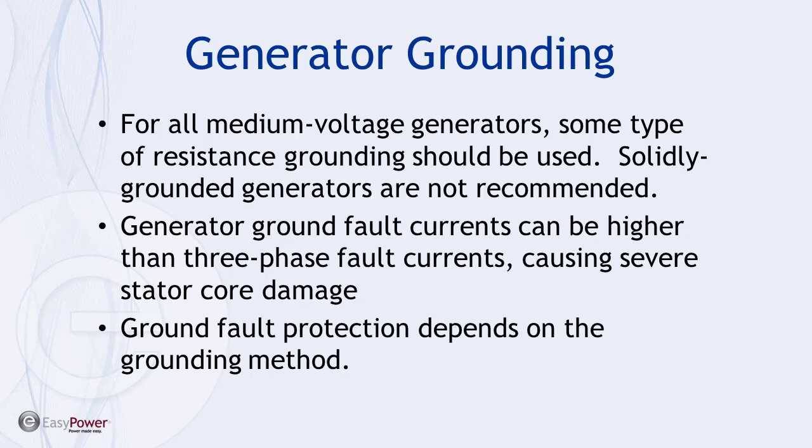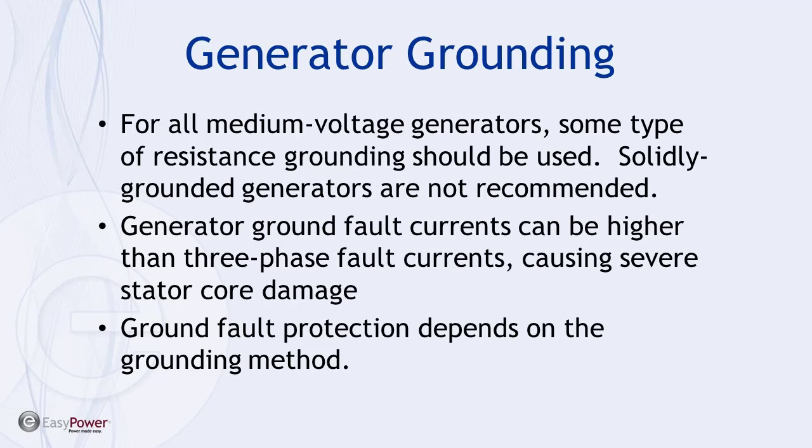Also, if you look at the impedances for most generators, the zero sequence impedance is going to be lower than the subtransient reactance, so that means that for a line-to-ground fault, the fault current can actually be higher than the three-phase fault currents, and that can cause severe stator core damage.